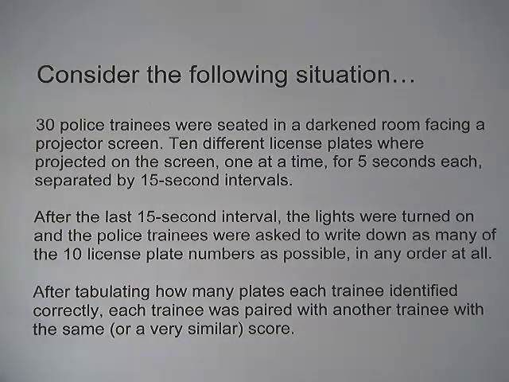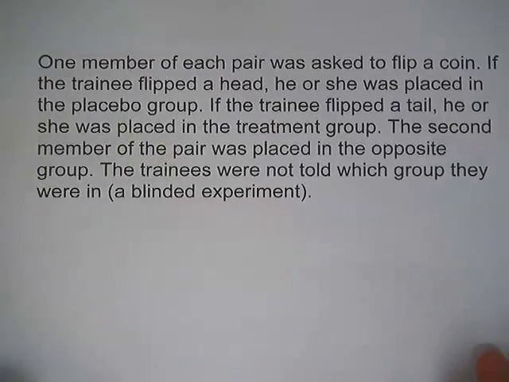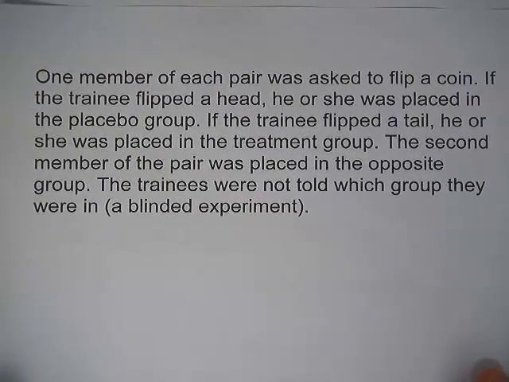After tabulating how many plates each trainee identified correctly, each trainee was paired with another trainee with the same or a very similar score. One member of each pair then was asked to flip a coin. If the trainee flipped a head, he or she was placed in the placebo group. If the trainee flipped a tail, he or she was placed in the treatment group. The second member of the pair was placed in the opposite group.